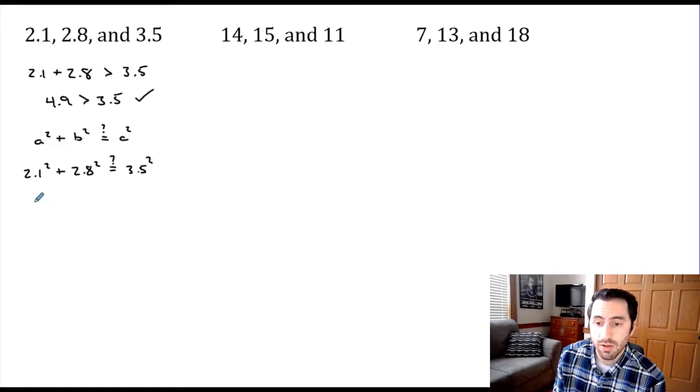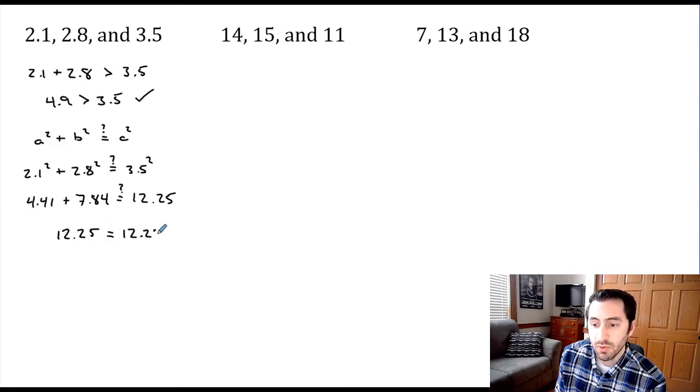Now squaring all of our numbers, 2.1 squared is 4.41. 2.8 squared is 7.84. And then on the other side, 3.5 squared is 12.25. So adding 4.41 and 7.84, we do actually get 12.25. And we have 12.25 on both sides. So the Pythagorean theorem does work. They are equal to each other. So this is a right triangle.